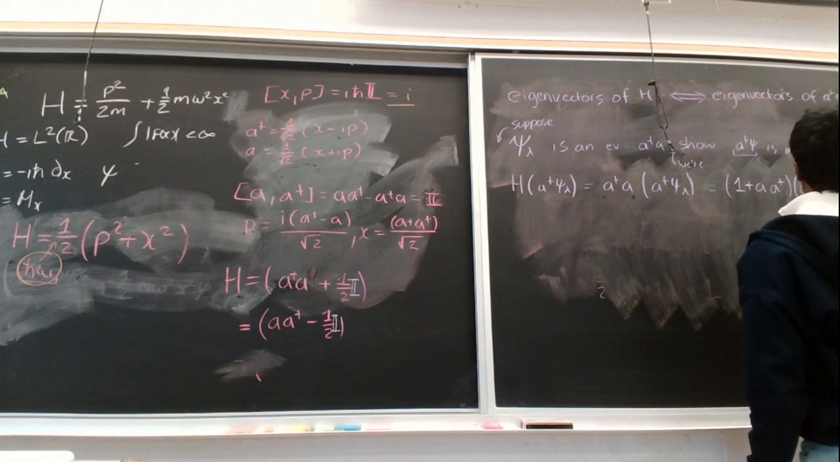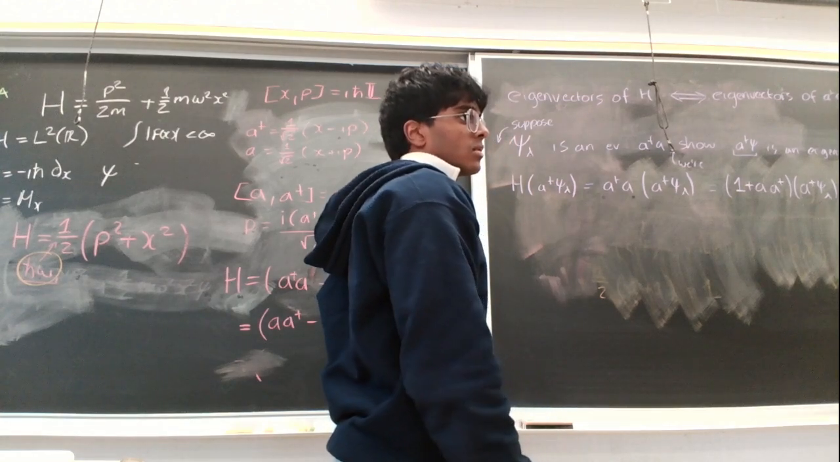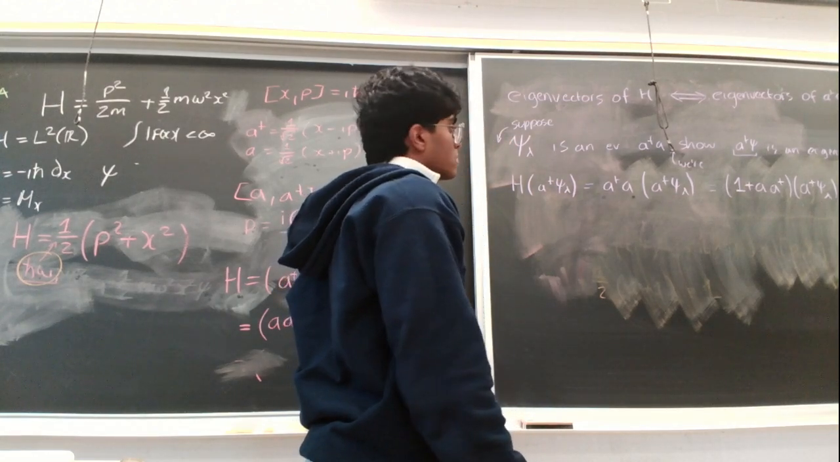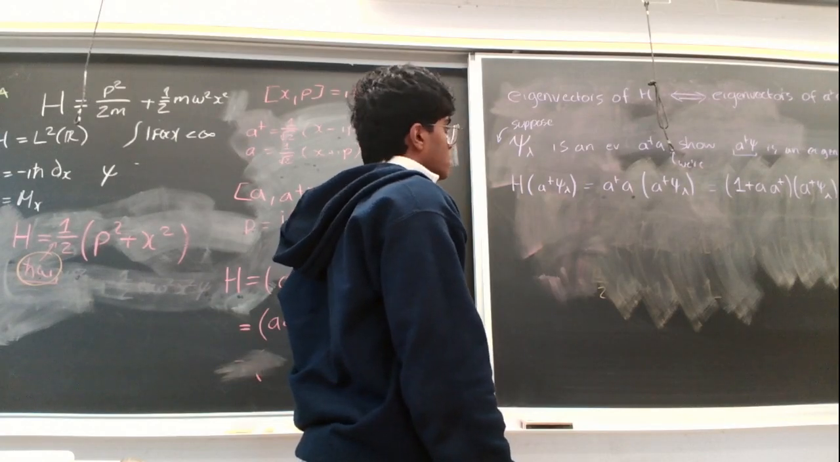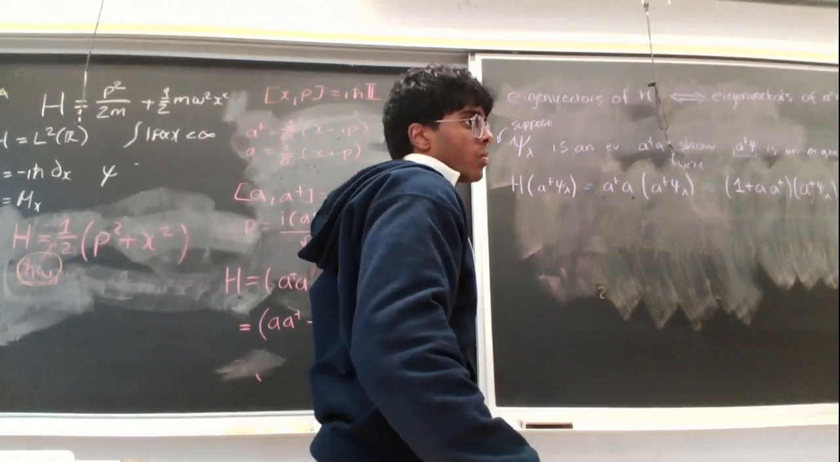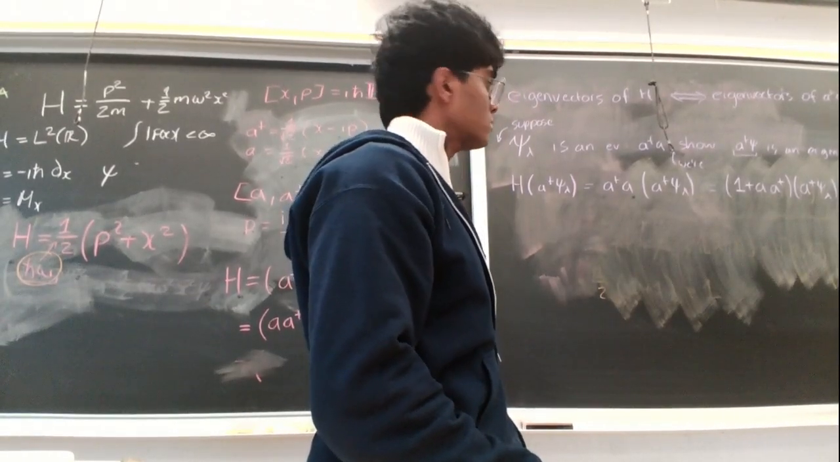Is that wrong? Actually, yes. Because you don't want to swap a dagger and a, you want to swap a and a dagger. Why? Because you want to have a dagger. What you want to do is commute it such that you have a dagger h psi alpha.